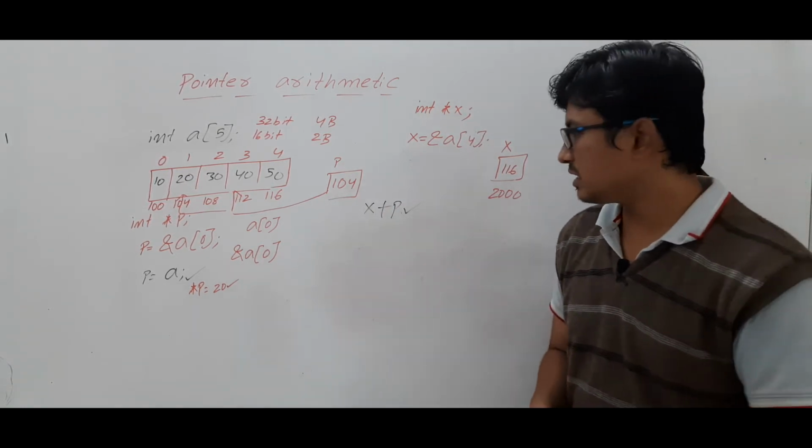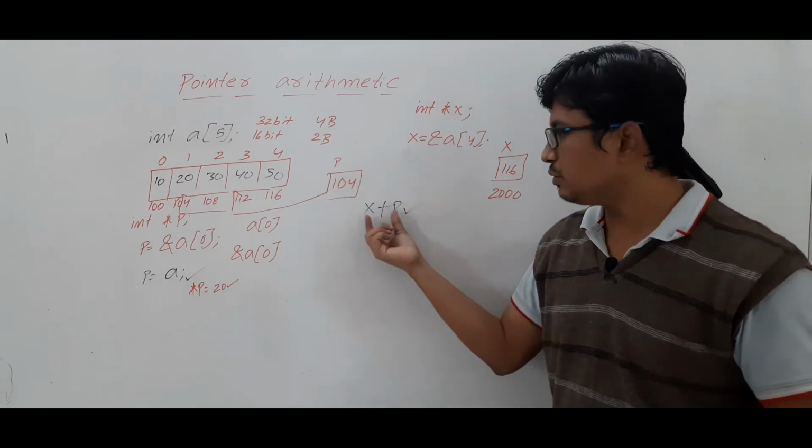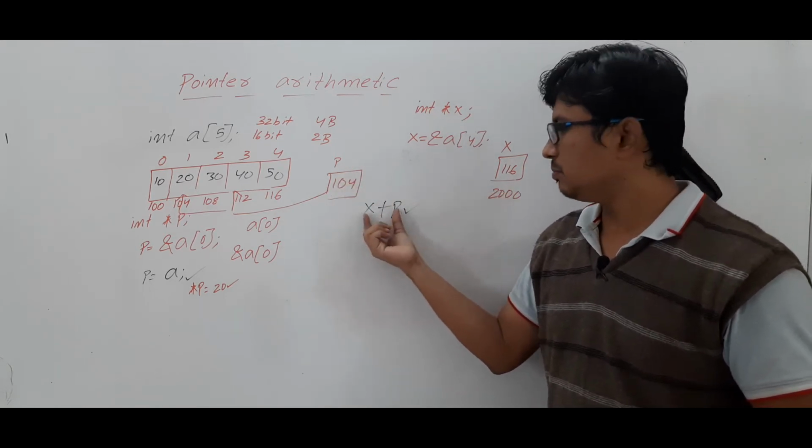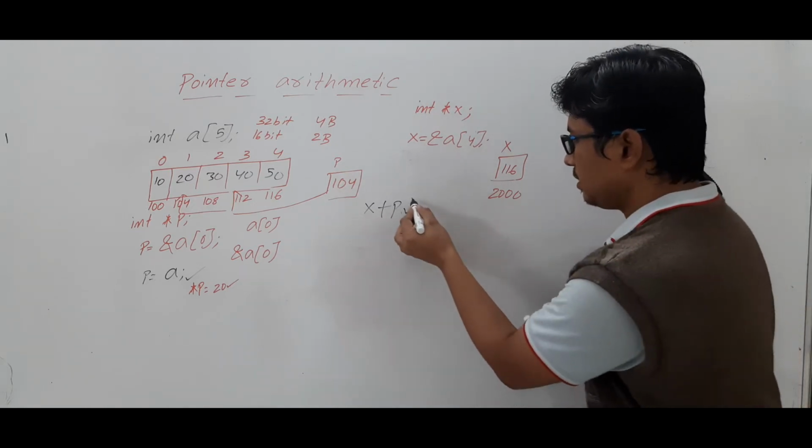Is my question. What is x? X is an address and p is an address. Can we do the addition between the two addresses? This is not allowed. Is it clear?